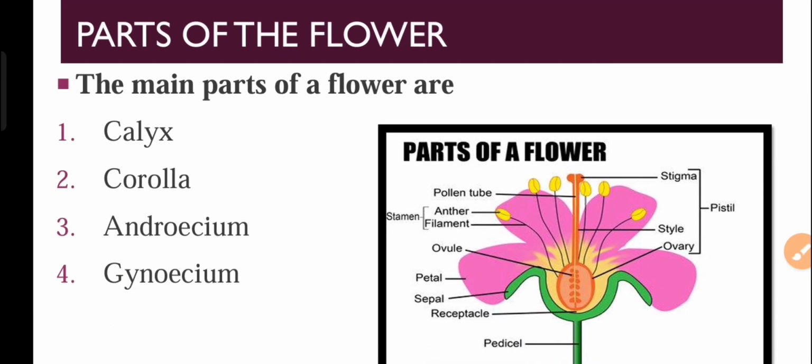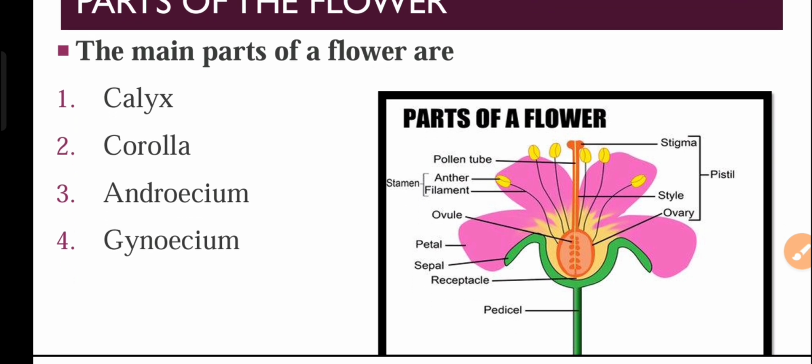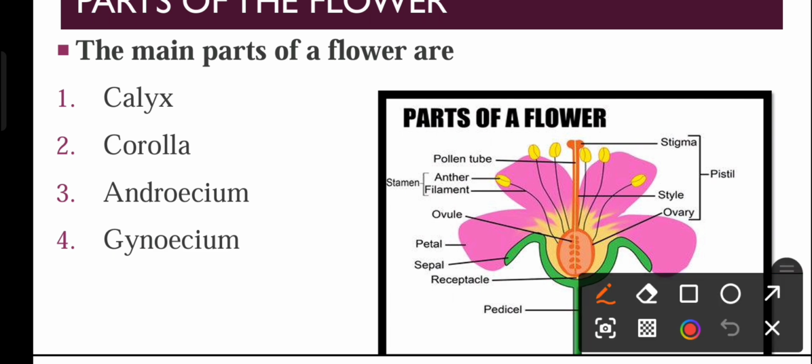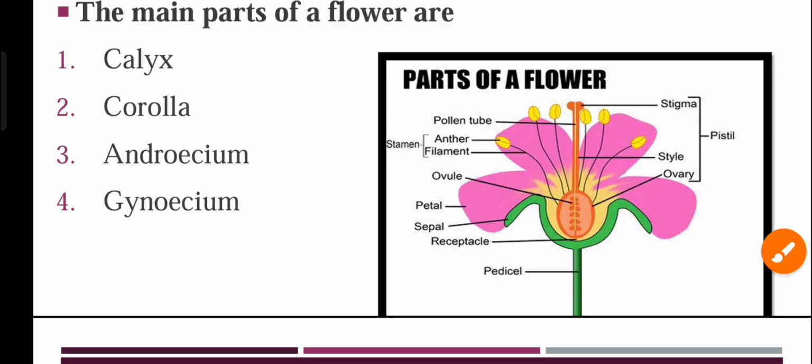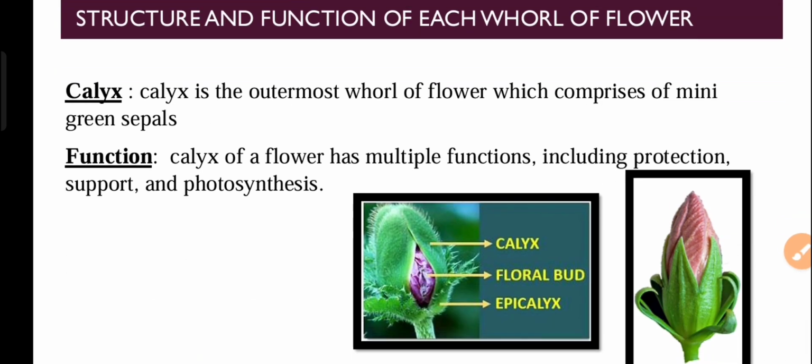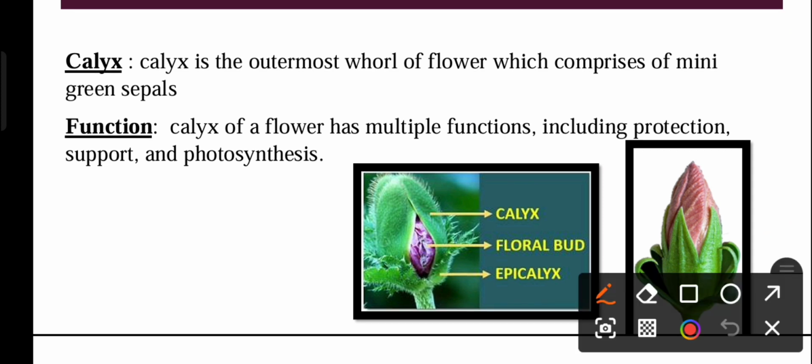Moving on to the next, that is the parts of the flower. There are 4 main parts of a flower. The first one is calyx, then corolla, androecium and gynoecium. Let's study one by one. The first whorl, or the first part of the flower, is what?